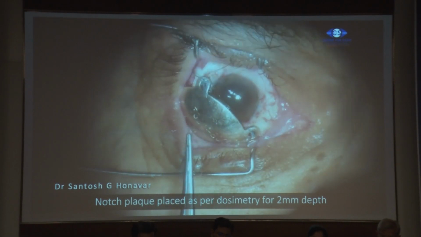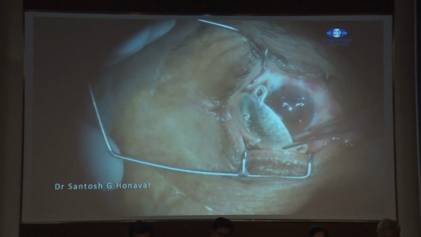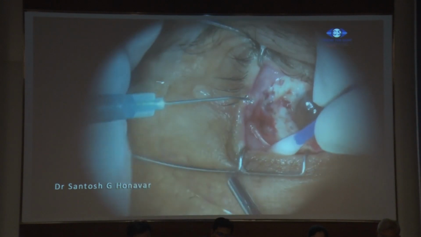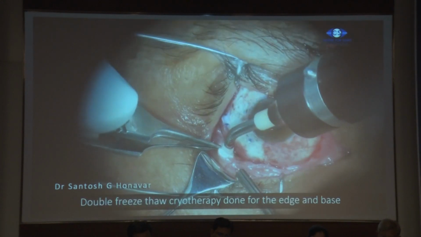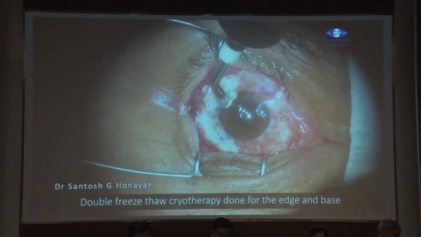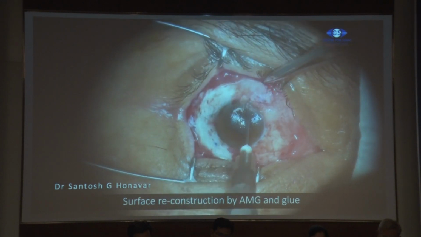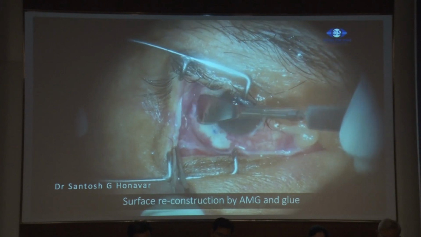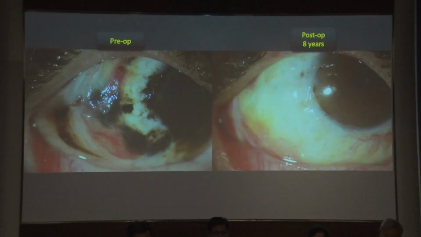After placing the plaque and removing it as per the calculated dose duration, we went ahead with edge cryotherapy for the residual tumor. And then for the base, as we have said, plaque brachytherapy was done, and cryo was also done to the base. Surface reconstruction was done with AMG, and placing the symblepharon ring, considering the extent, we went ahead with suture tarsorrhaphy.